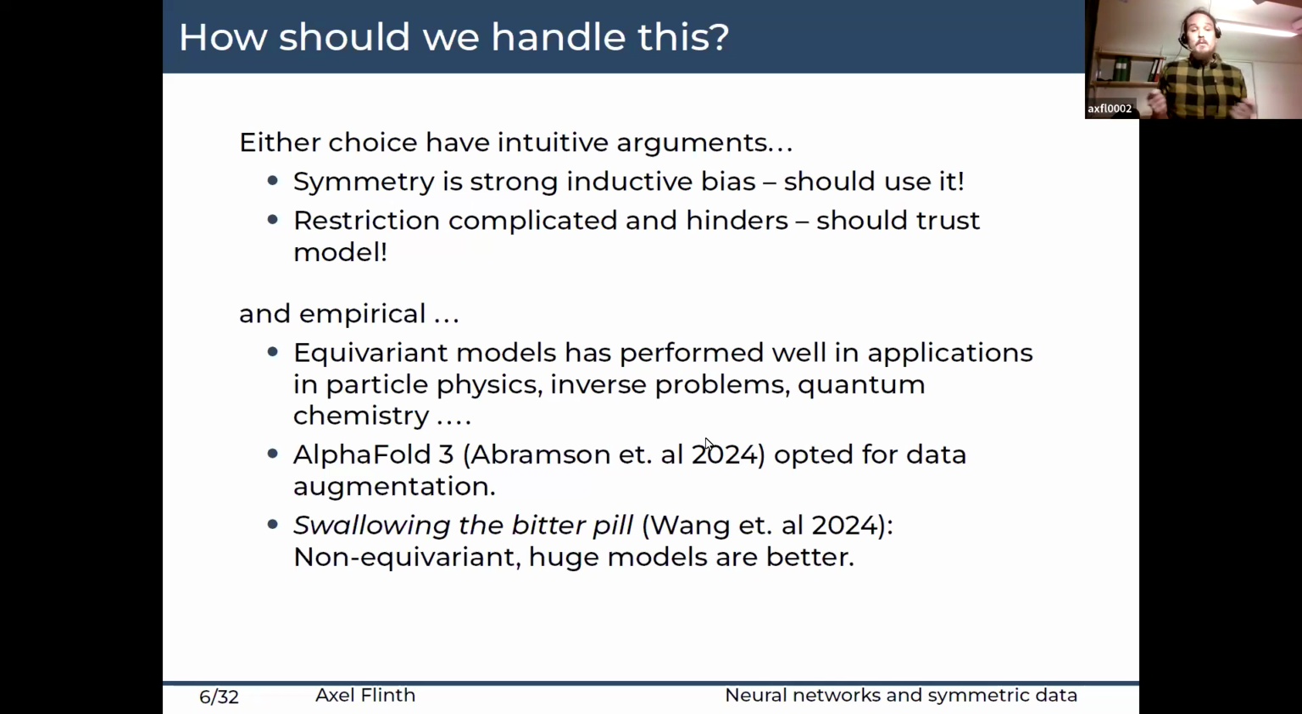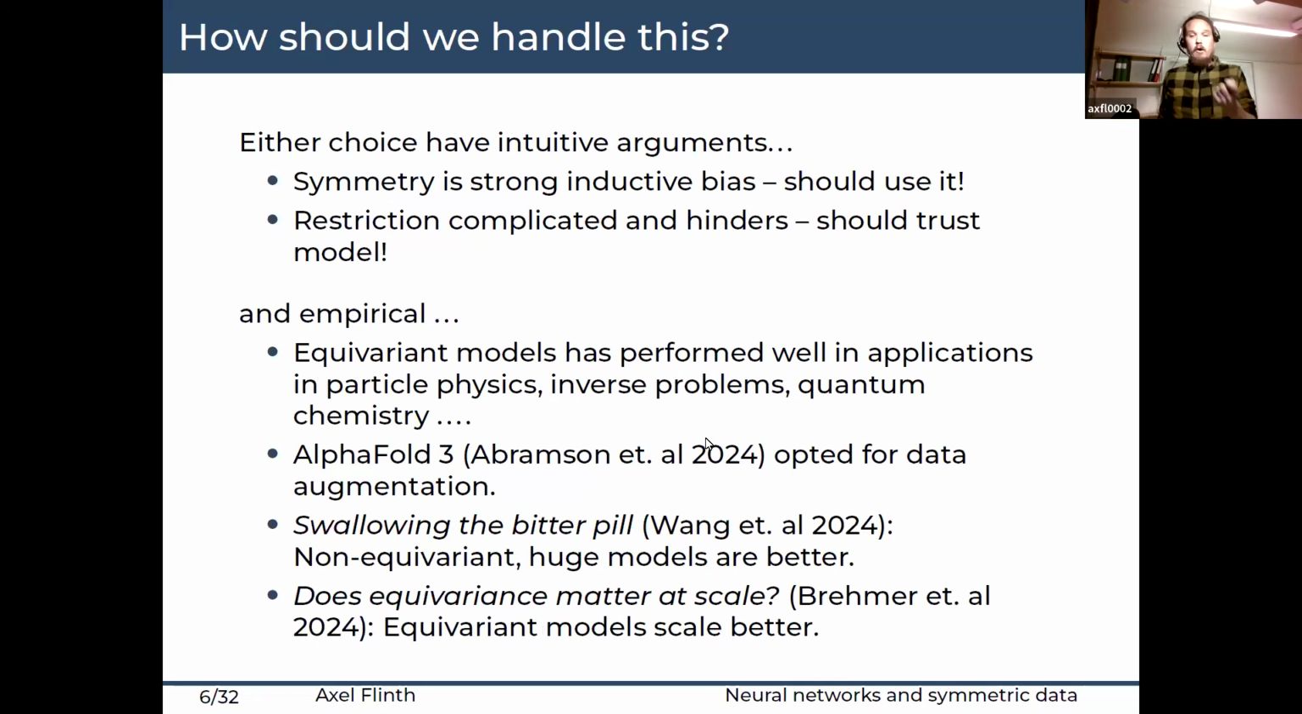This then caused other groups to do other experiments, and there have also been publications pointing to these equivariant models really being better. In these papers, the authors argue that if you compare models that are equally large, so models with the same number of parameters, since the equivariant models also are smaller, they perform better in relation to their size. So in short, the equivariant models scale better. So both intuitively and empirically, we have strong arguments for either strategy.